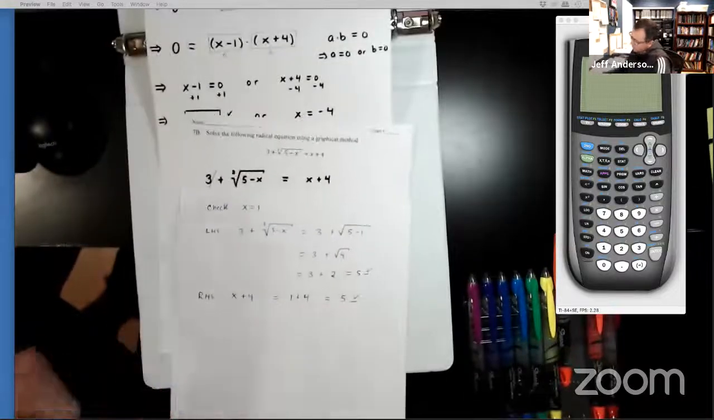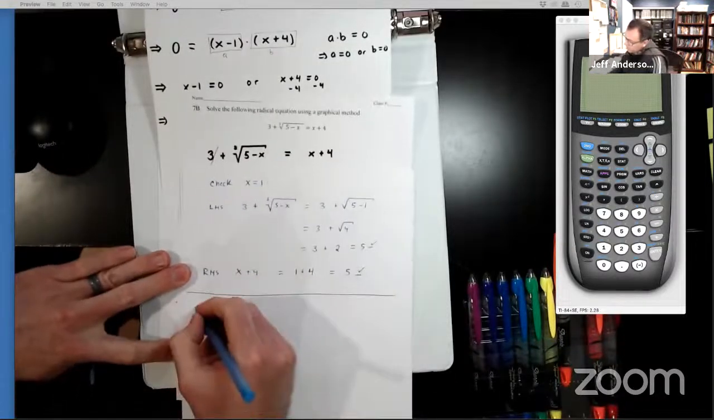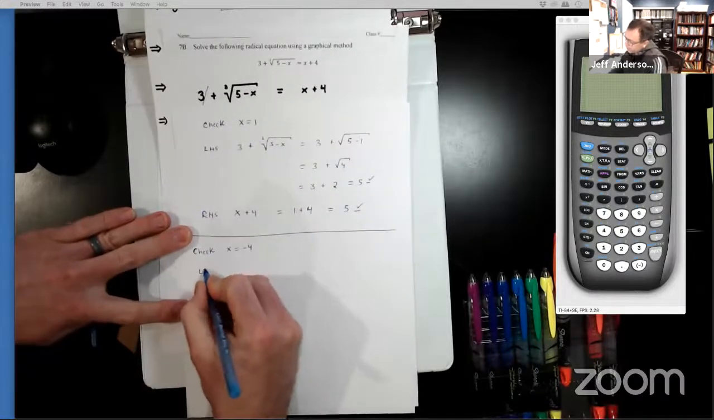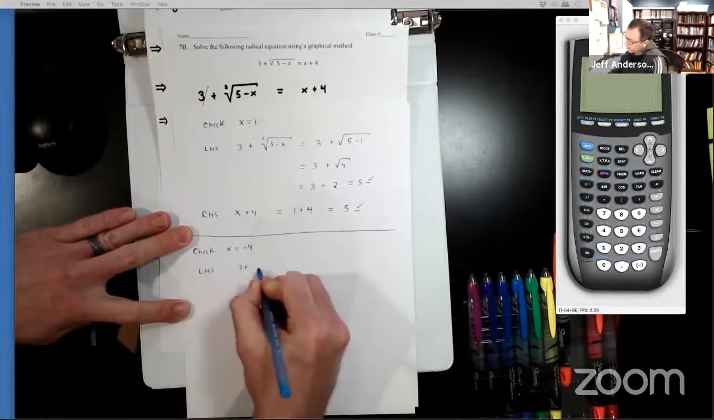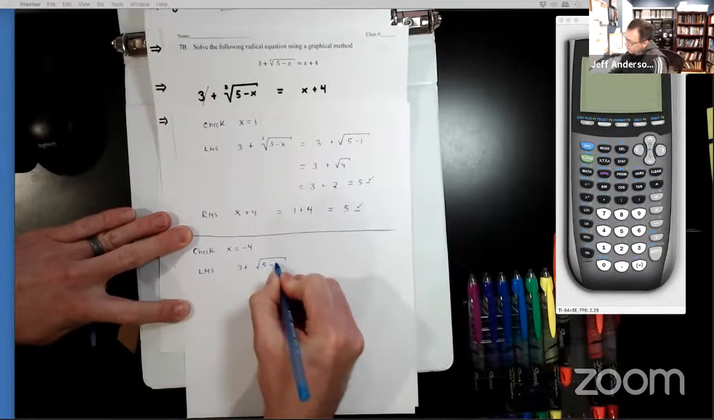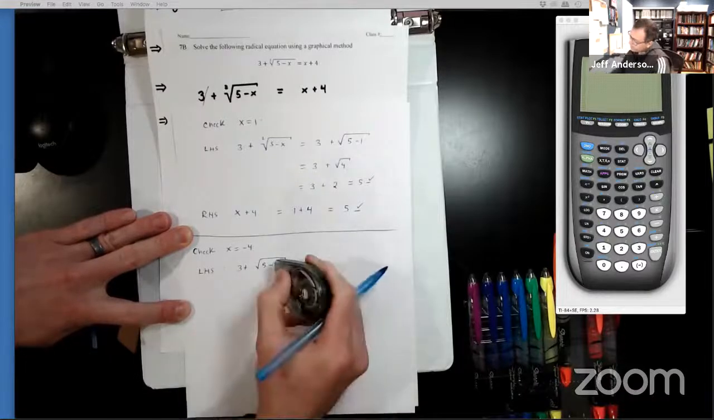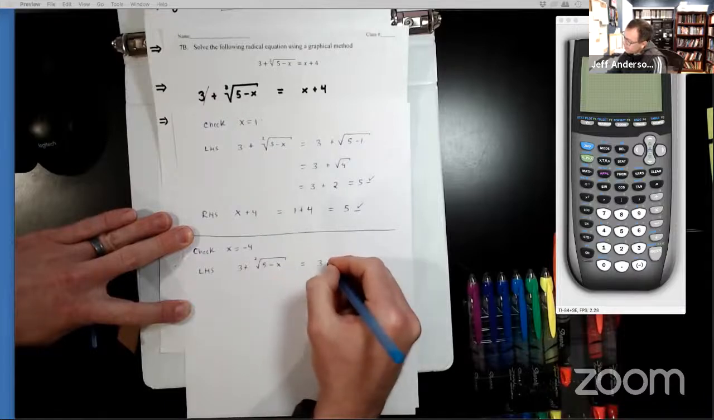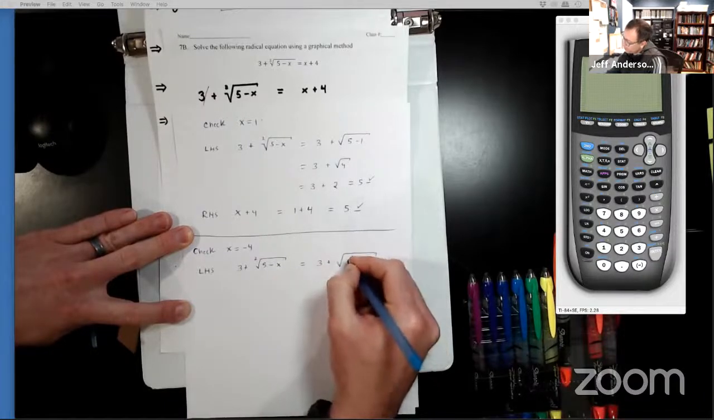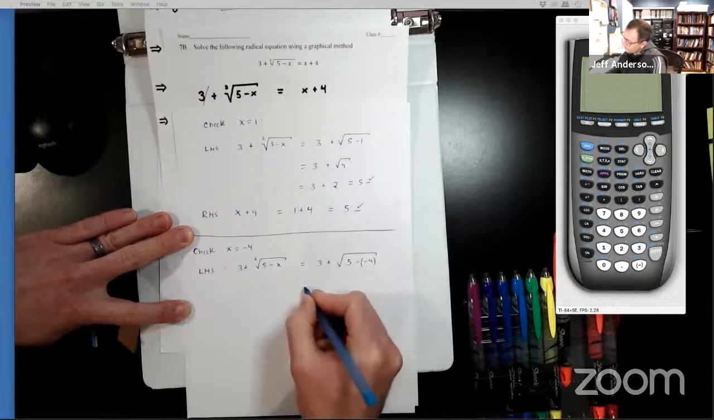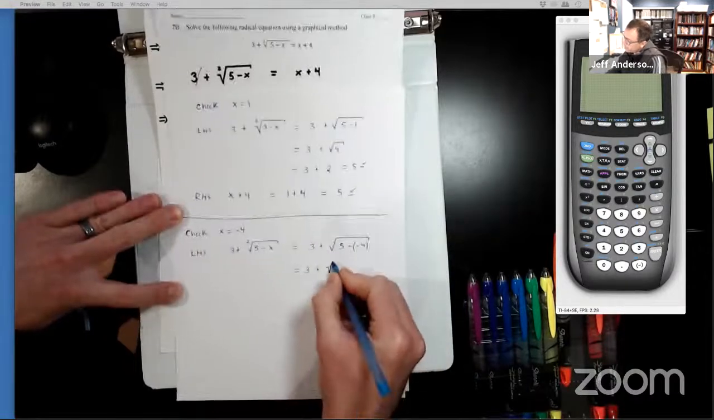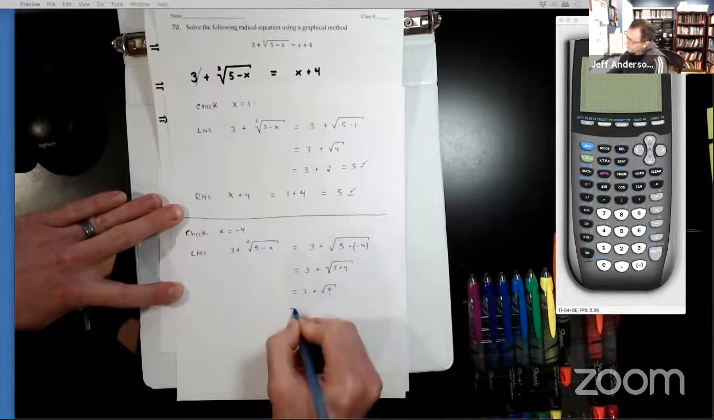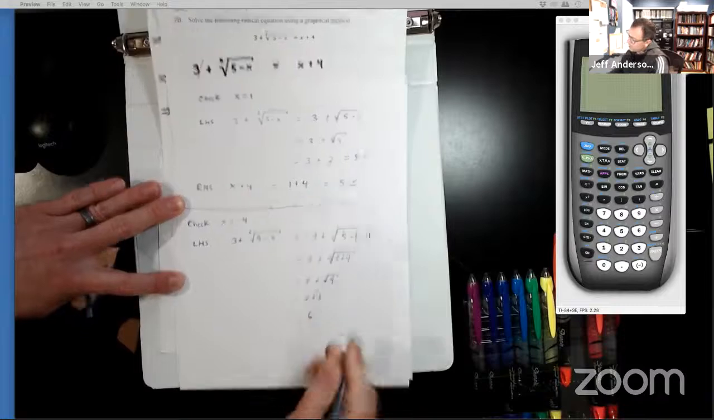Let's check the other one. So what we'll do is we'll check x equal -4. So let's check the left-hand side first. We've got 3 plus the square root of 5 minus x, which is 3 plus the square root of 5 minus a -4, which is 3 plus the square root of 5 plus 4, which is 3 plus the square root of 9, which is 3 plus 3, which is 6.